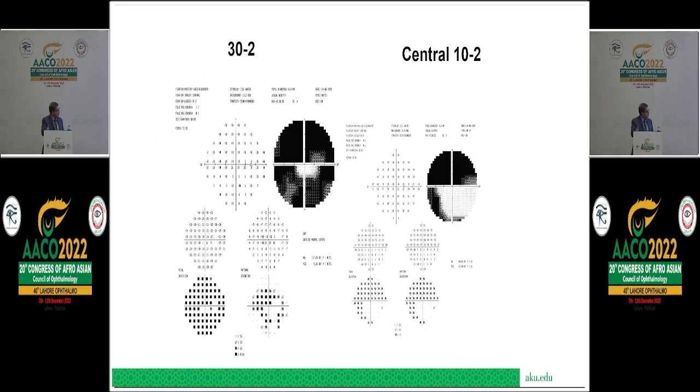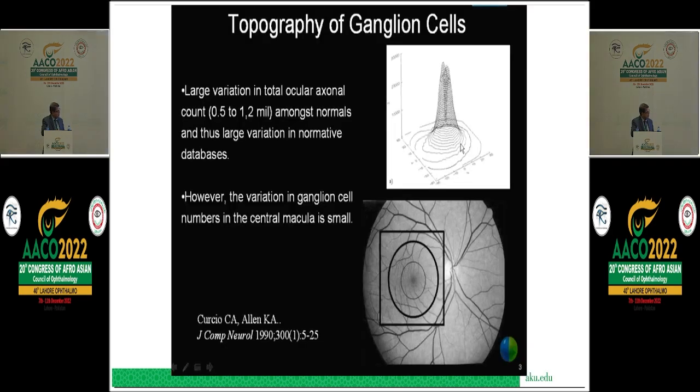Here's an example of a patient with advanced glaucoma on a 30-2, and you do a 10-2, and now you get lots more information to follow the patient. So you can use different strategies and information. You don't have to rely only on one technology or test.